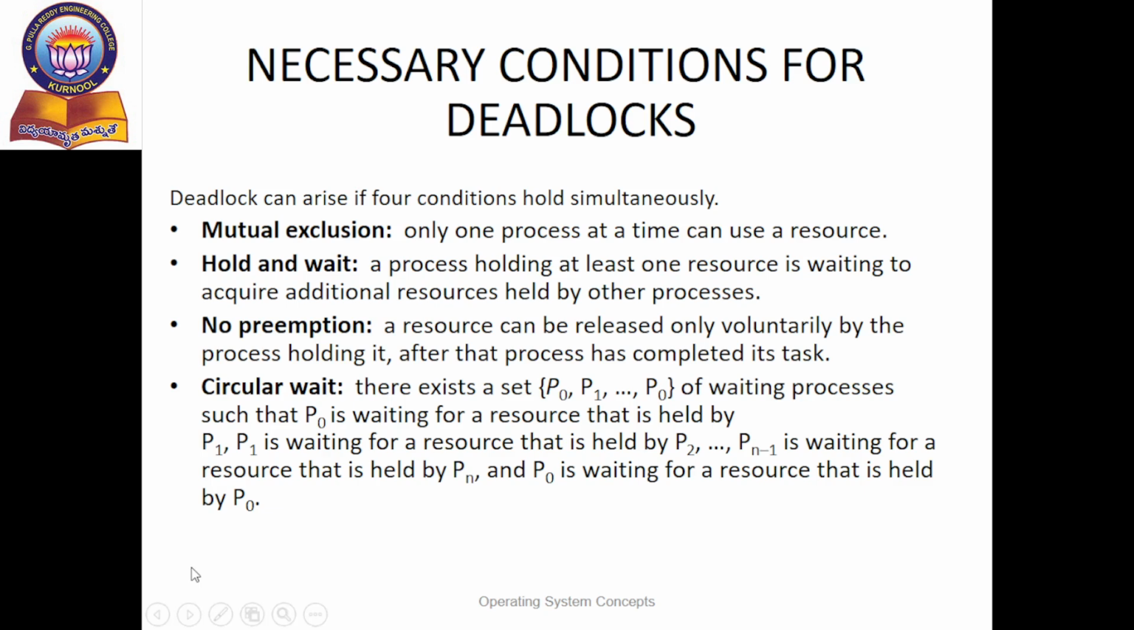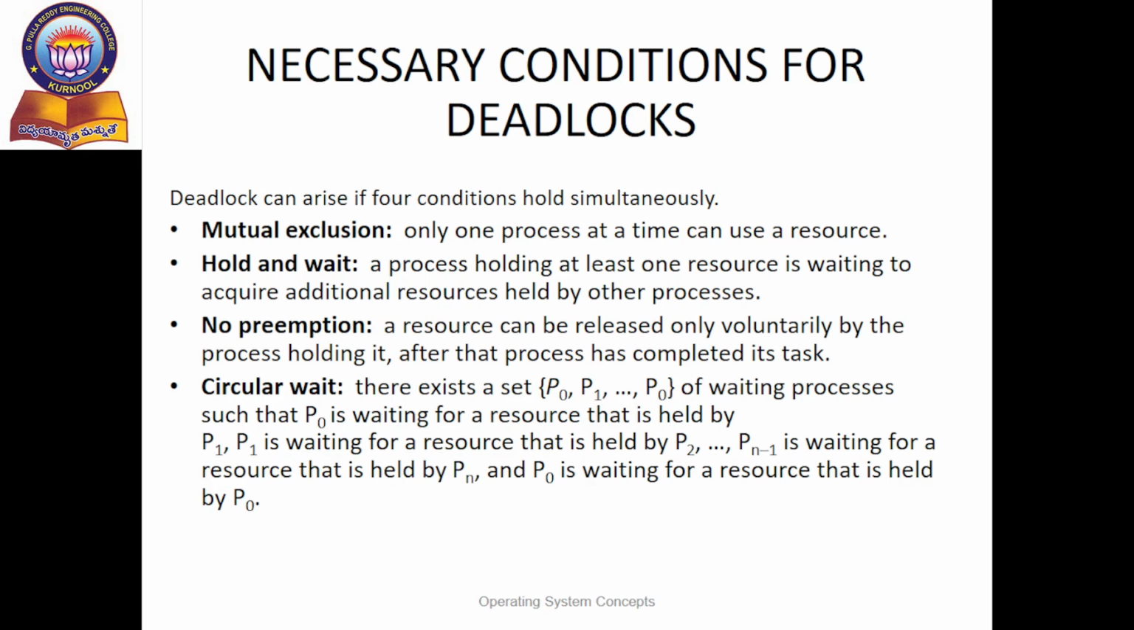Now, as we have seen in the content, there are 4 necessary conditions for deadlocks. What are they? Mutual exclusion, hold and wait, no preemption, circular wait. These are the 4 necessary conditions that have to hold simultaneously. Whenever these 4 conditions occur simultaneously in the system, then only we say that the deadlock will occur. So what is the first condition? These are very important conditions.